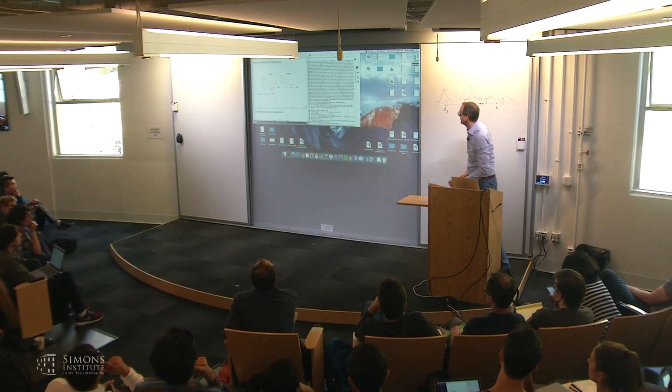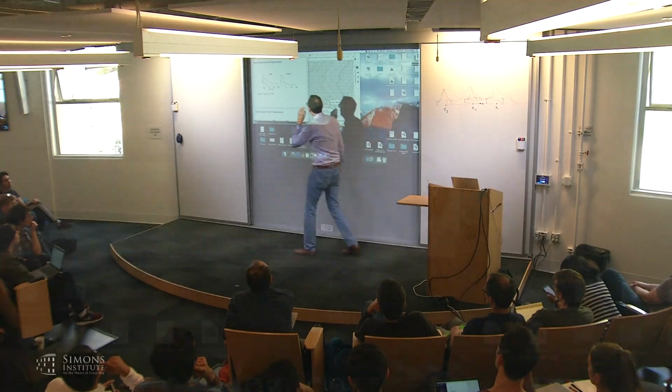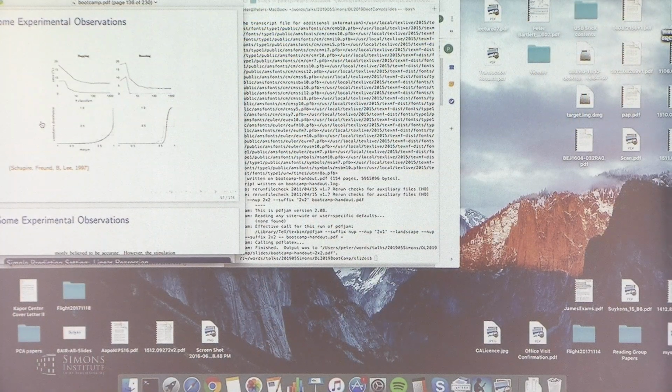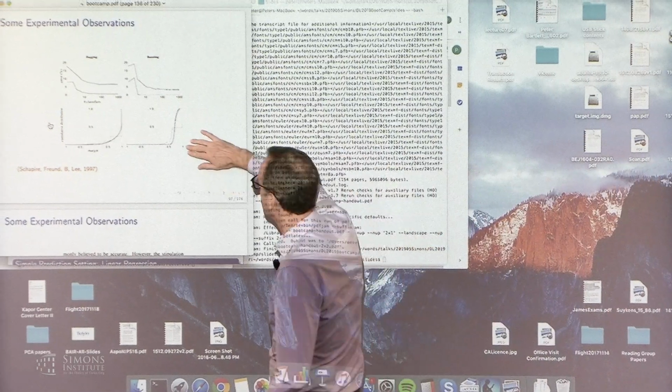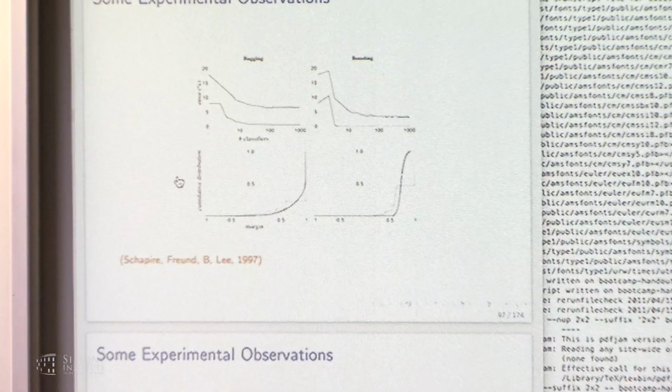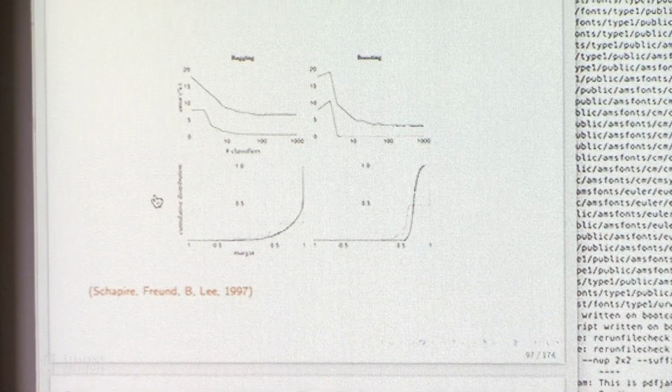So if we look at this plot, next slide. It's a little small, isn't it? All right, so we're getting this distribution of the margins, that's why it's so fuzzy. There we go.